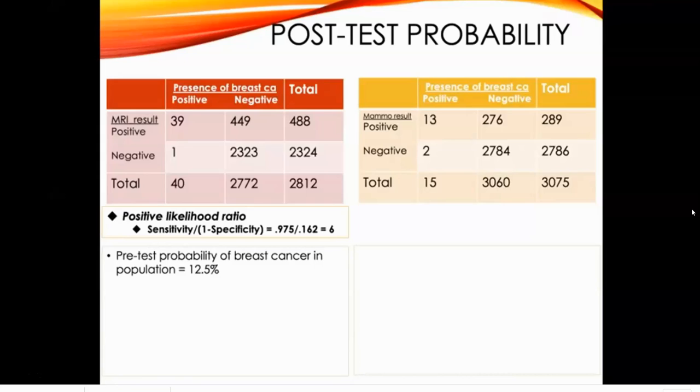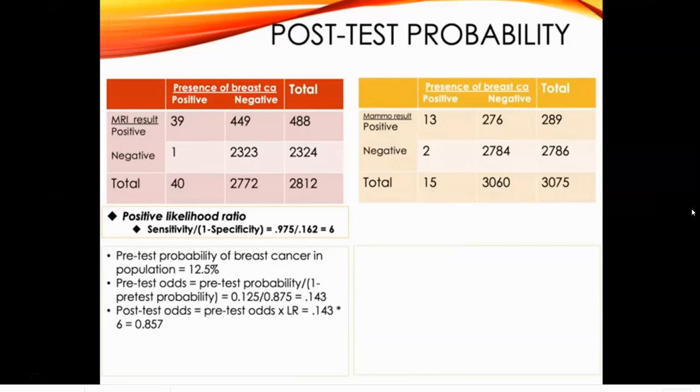concepts. So we're going to take that pretest probability and convert it to pretest odds. So we do pretest probability divided by the quantity 1 minus pretest probability, and that changes the pretest probability of 12.5% over to the pretest odds of 0.143. Now we're going to calculate the post-test odds by multiplying the pretest odds times the likelihood ratio. So 0.143 times the likelihood ratio of 6 gives you 0.857. Now we're going to take those post-test odds and make them a post-test probability. And we get 46%. So what does that mean?